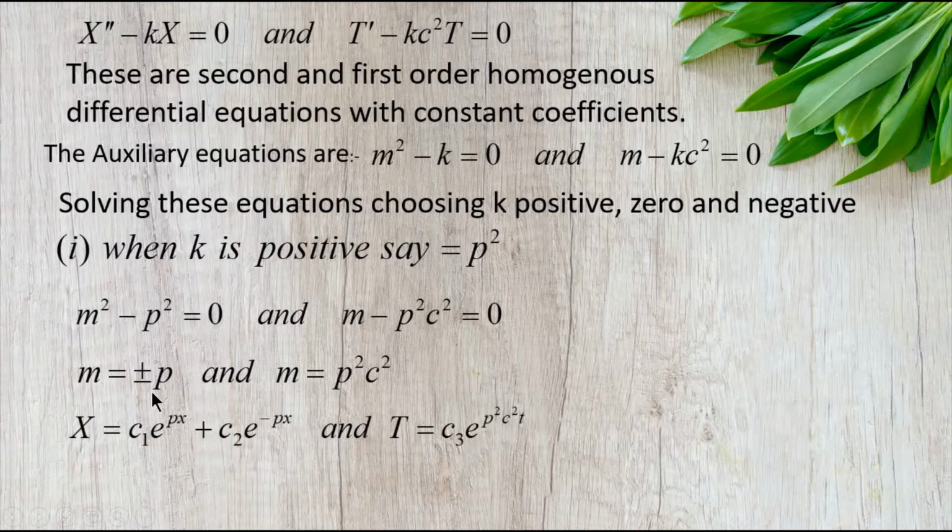Now these are the roots for writing the complementary function of capital X, and this is the root for writing the complementary function of capital T. You know, for homogeneous differential equation, complementary function is the solution. Now the solution is u = X·T. You can substitute capital X and capital T here, you get this as a solution.